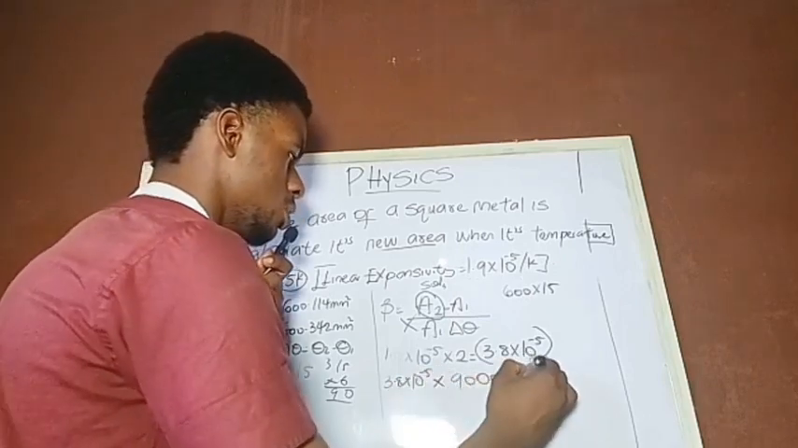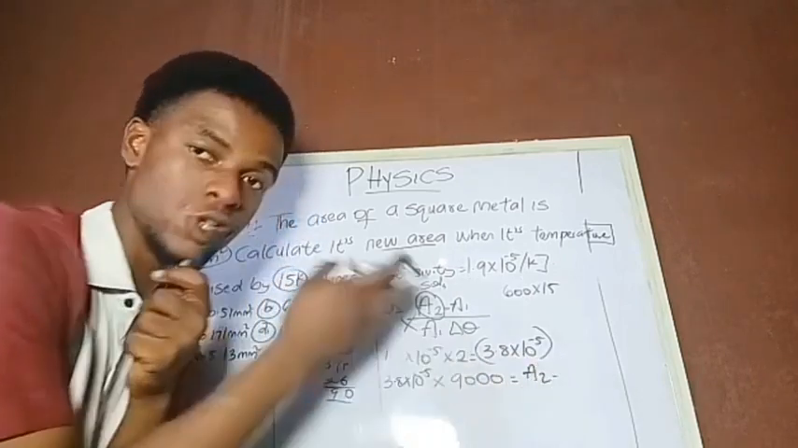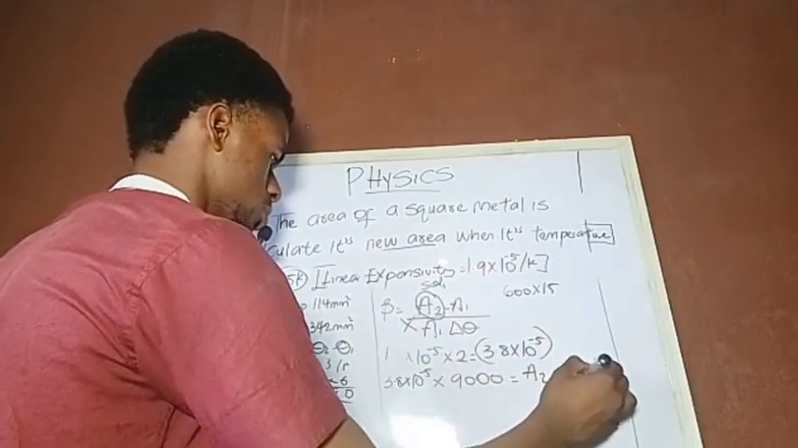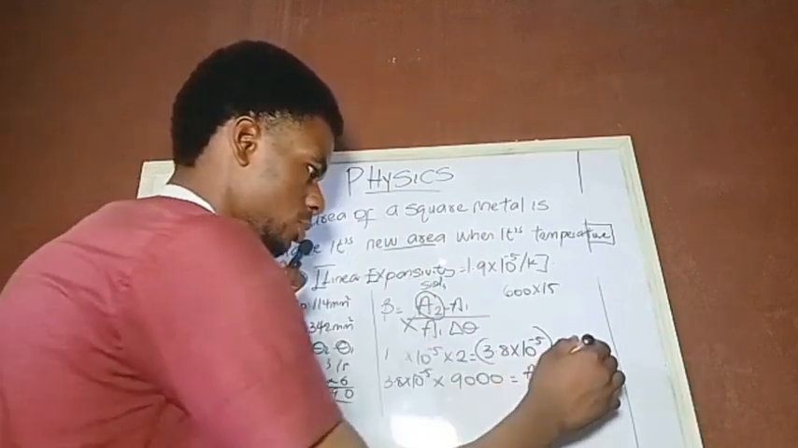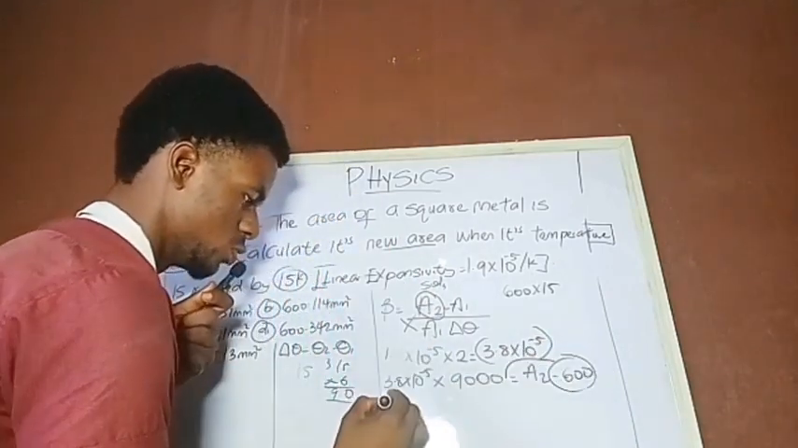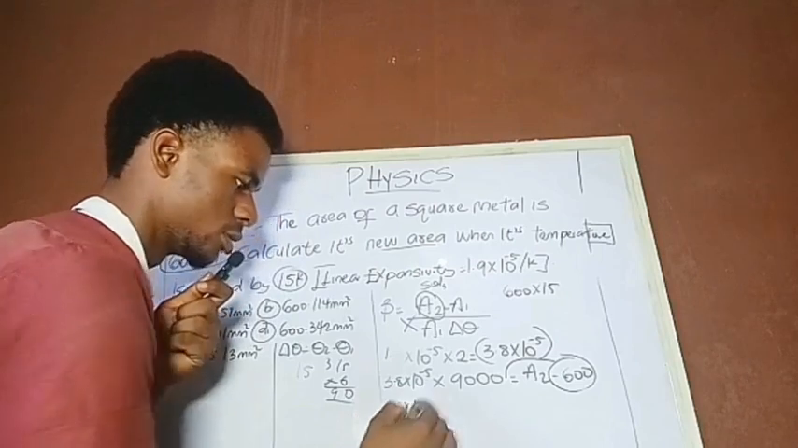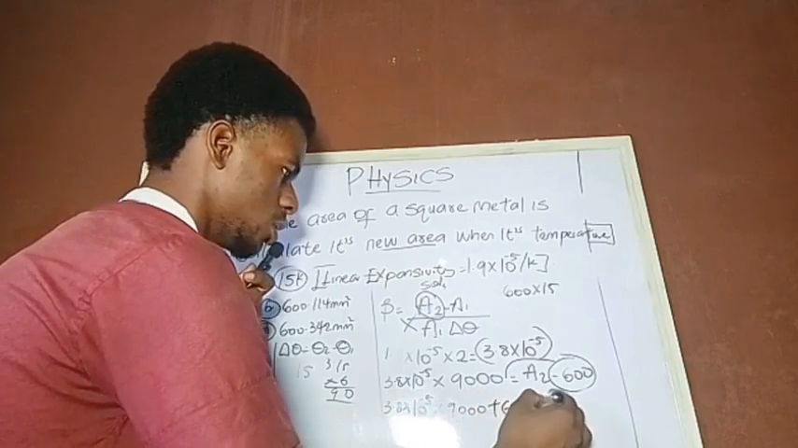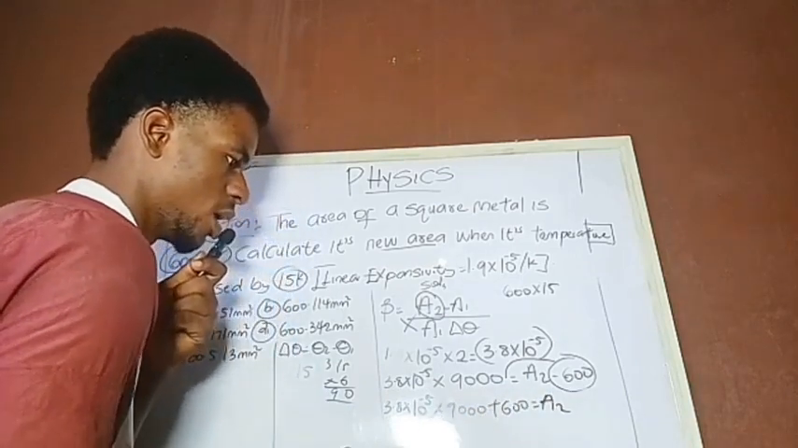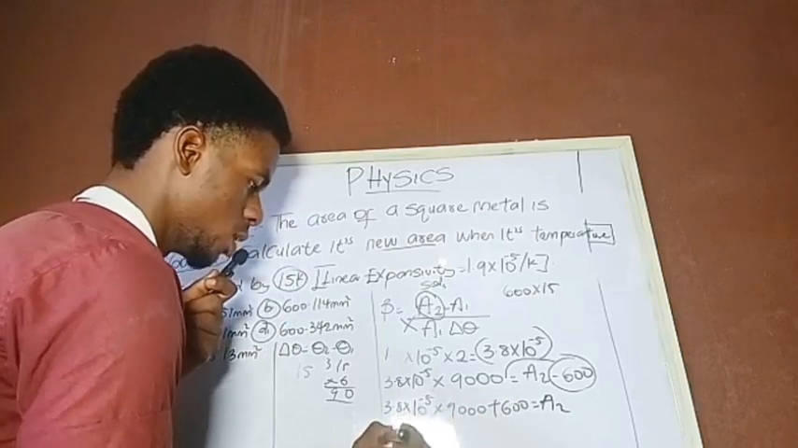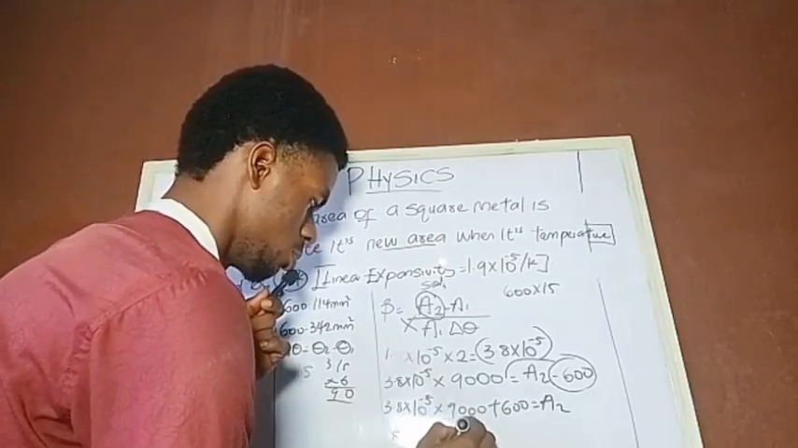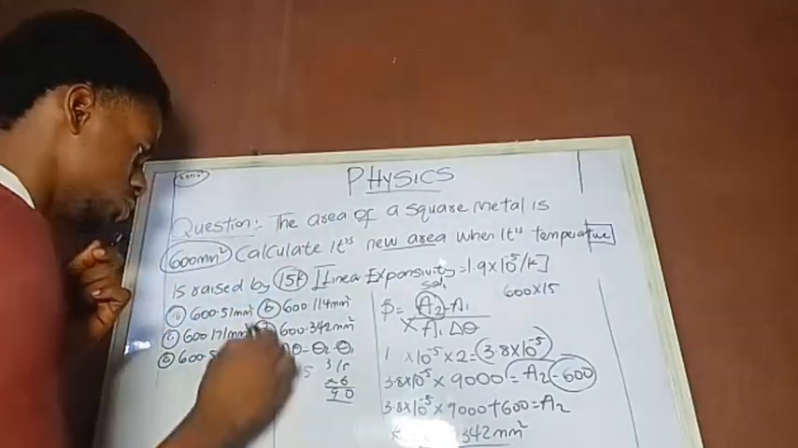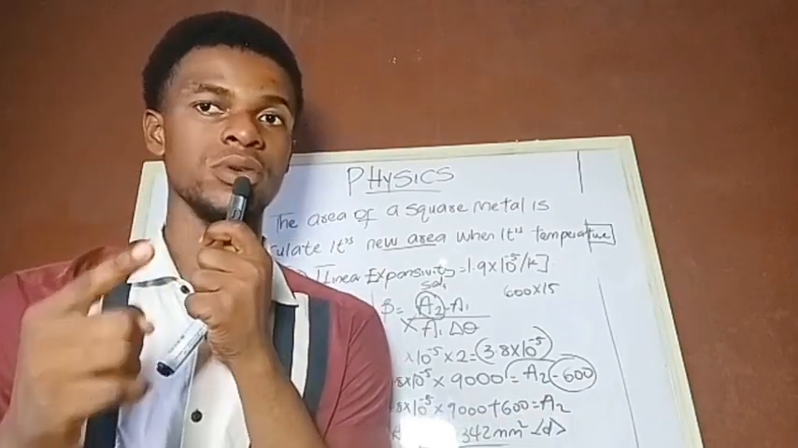times this equals A2, which is the new area, minus the old area, which is 600. So I'm going to times this, but before that, I'll take this one over here. So this will give me 3.8 times 10 raised to the power of minus 5 times 9000 plus 600 equals A2. Now, if I do this in my calculator, it's going to give me 600.342 millimeter square, which is option D.